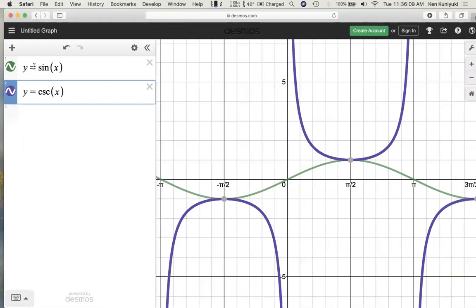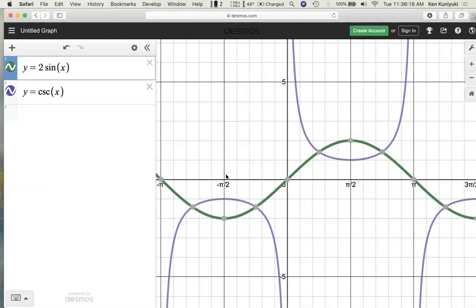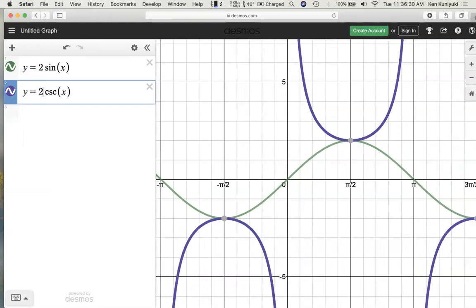Now, what happens if we were to put 2 in front? Y equals 2 sine of x. What would happen? The amplitude doubles. We have a vertical stretch by a factor of 2. What if we do the same over here and put y equals 2 cosecant of x? Again, we get a vertical stretch away from the x-axis by a factor of 2. And once again, the purple graph attaches itself like a parasite or a remora to the green guide graph, the sine graph.